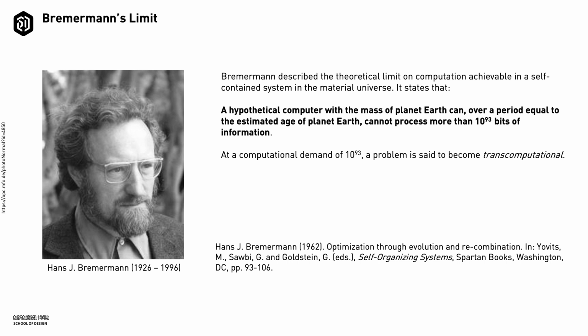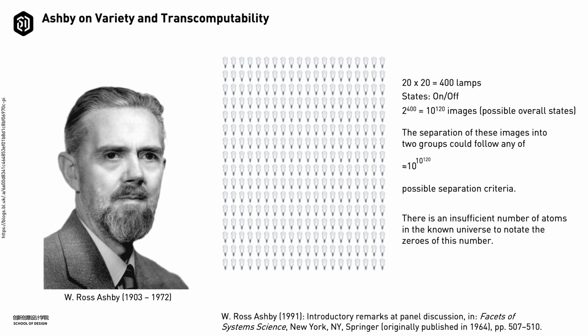And this is where this becomes qualitative very quickly, because this number, 10 to the power of 93, can be reached very quickly if we think in terms of variety. And this was demonstrated by Ashby. Ashby has this idea of a field of 20 by 20 lamps that can be binary, on or off. He argues these 400 lamps have 2, because binary, to the power of 400, which is roughly 10 to the power of 120 possible images that they can display as a bitmap.